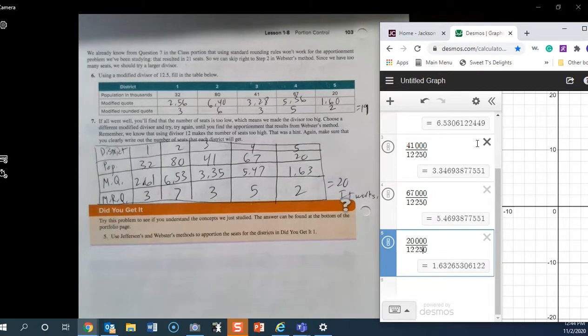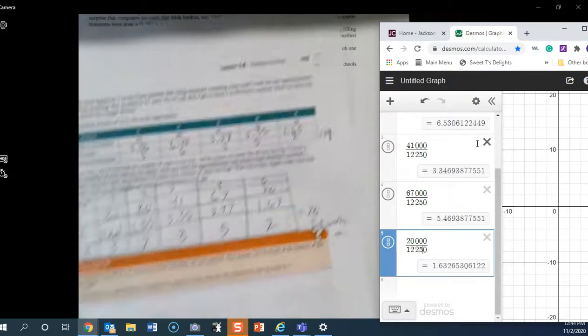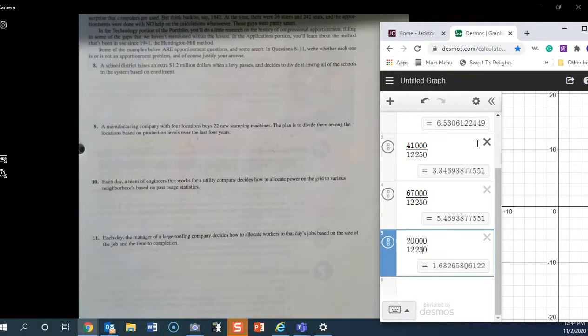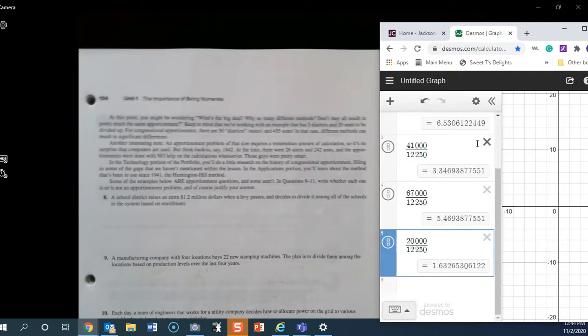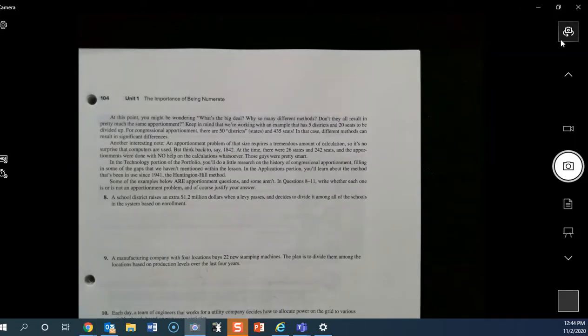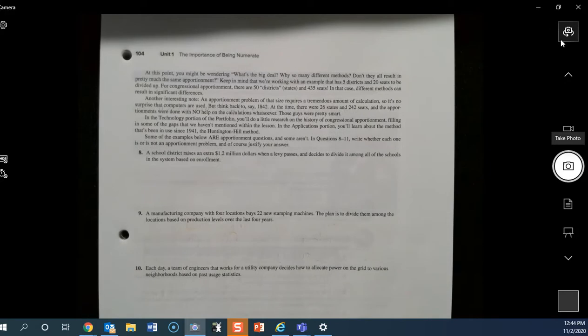Okay, now we just finished page 103. Now we move on to page 104. I believe this is the last page from this exercise. And we actually don't need the Desmos calculator for this portion. Okay, it says at this point you might be wondering, what's the big deal? Why so many different methods? Don't they all result in pretty much the same apportionment? Keep in mind that we're working with an example that has 5 districts and 20 seats to be divided up.